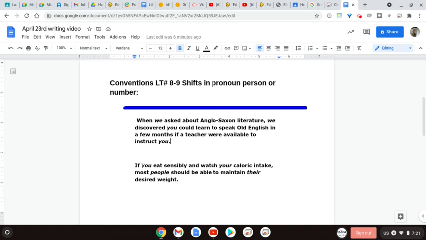Well, it starts with using second person, talking directly to the reader with you and your, and then it shifts into third person with the word people and their. Now, in this case, if we wanted to keep the second person, we needed to change this to you should be able to maintain your desired weight.